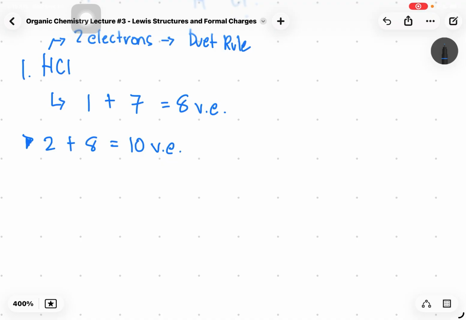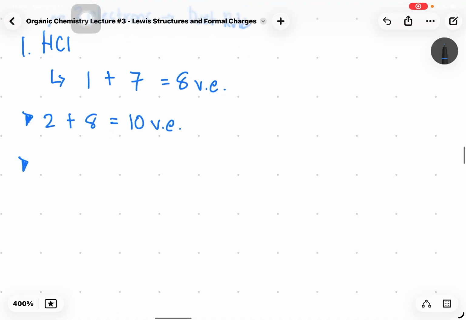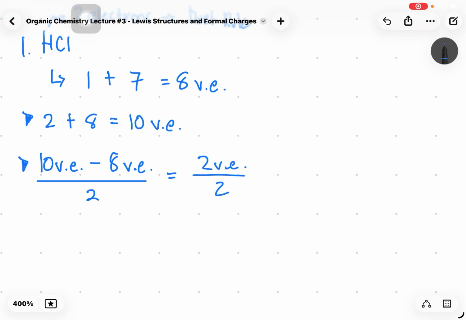And now our third step is to subtract these with one another. So that's 10 valence electrons minus the ground state valence electrons, which is 8 valence electrons. And then we divide that by 2, which gives us 2 valence electrons over 2, resulting in 1 bond. And yes, the result we get from this equation should be the number of bonds.